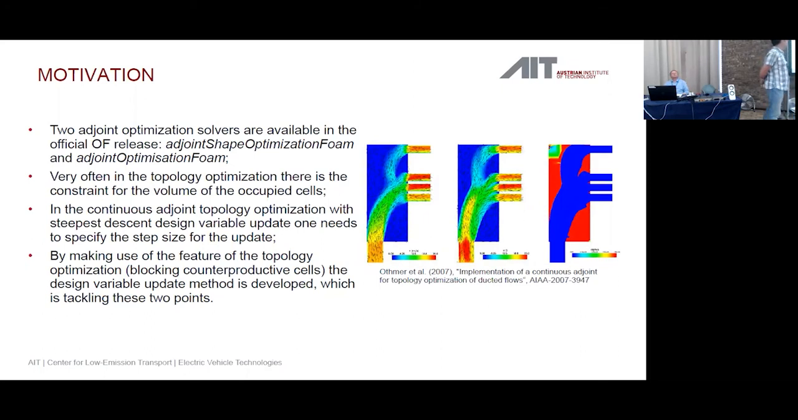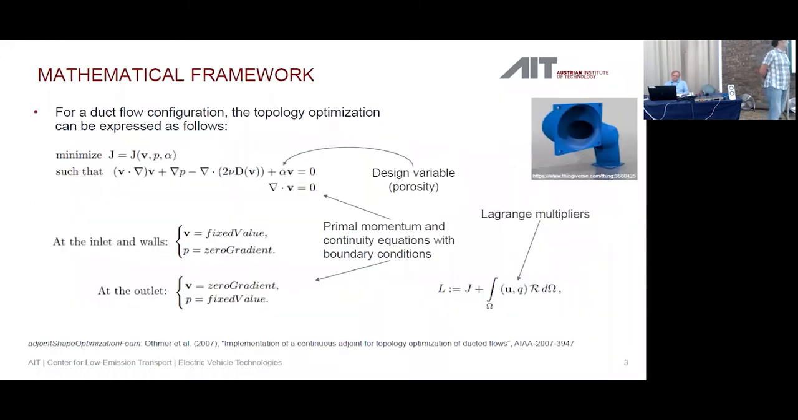So what I was thinking is to make use of the example. In the Othmer paper, which is actually replicated in the adjointShapeOptimizationFoam solver, they show the example. You solve the primal velocities, you get the adjoints. From there, you calculate sensitivities, and voila, this is your porosity field, which leads you to a better objective function. But I thought, why not use this feature that my blocking cells are blocked and treat them as a mask. So yeah, this is what I want to present now.